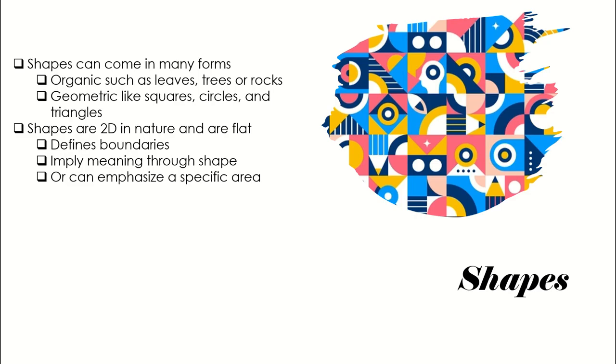Next, we have shapes, right? And shapes can come in many forms. Specifically, we are referring to 2D shapes, right? They're going to be flat. Any 3D shape that has volume is going to fall under that point, volume. And so we're talking about 2D shapes, and specifically there's 2 kinds of shapes that you'll see most often, right? There's organic shapes, meaning that you'll see symbols or outlines of leaves, trees, maybe even the silhouette of a mountain or a cactus in the background.